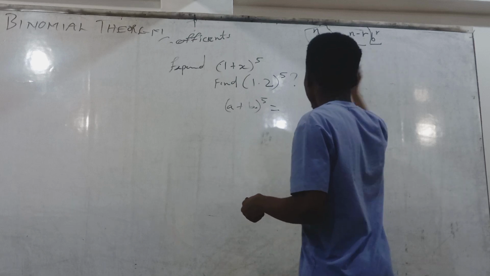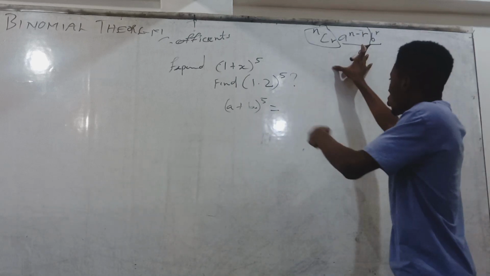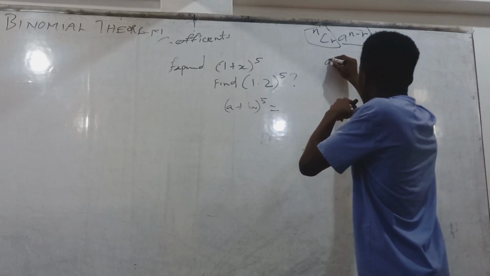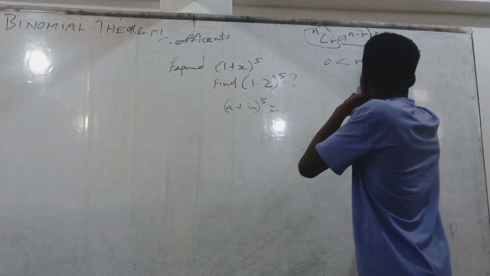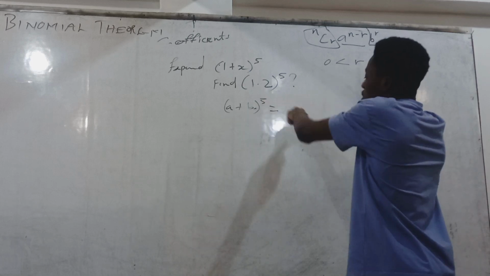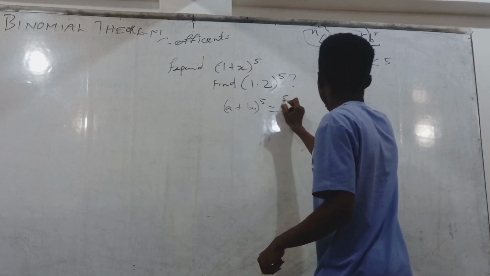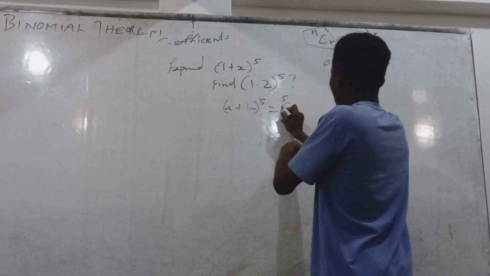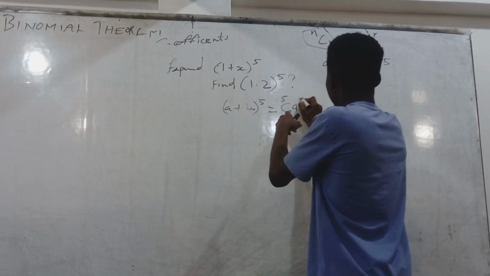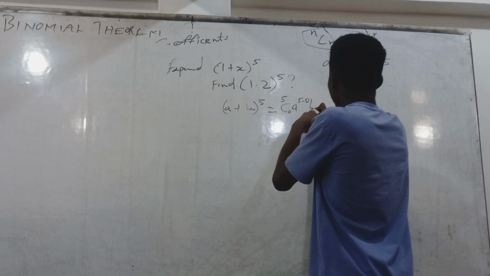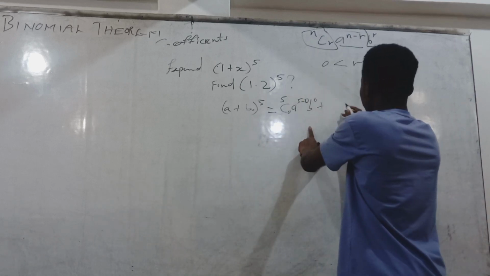So this is the formula for each term. And I said that r starts from 0 and ends at the nth term, which is 5. So it is this way: 5, which is n, combination 0, a to the power 5 minus 0, b to the power 0. That's the first term. Then you do the same thing for the next term.